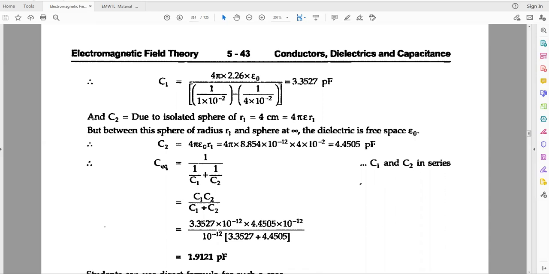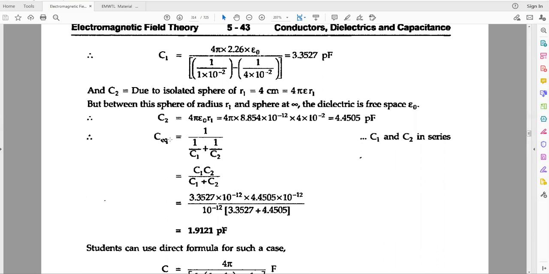The C1 we got is 3.3527 picofarads, and C2 due to the isolated sphere of R1 equal to 4 centimeters is equal to 4 pi epsilon R1. But between the sphere of radius R1 and the sphere at infinity, the dielectric is free space, epsilon naught. So C2 is equal to 4 pi epsilon naught R1. Epsilon naught is taken as 8.854 into 10 power of minus 12, and R1 is 4 centimeters, converted into meters as 4 into 10 power of minus 2. We get 4.4505 picofarads for C2.